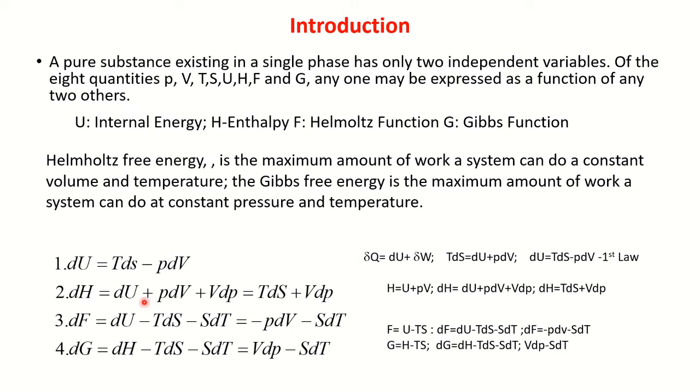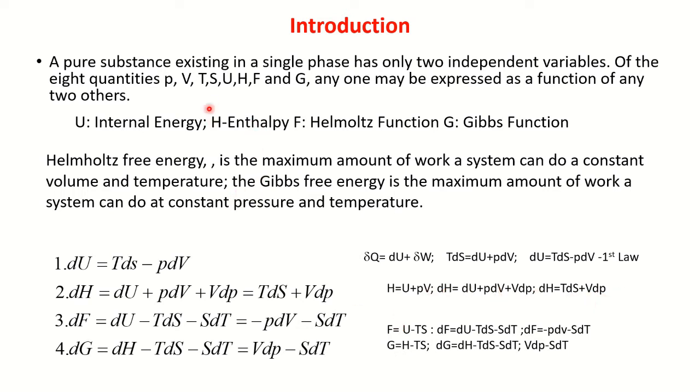dH is equal to dU plus PdV plus VdP, which I can write as TdS plus VdP. This also we have studied. H is equal to U plus PV. When I differentiate by definition, dH is equal to dU plus PdV plus VdP. And dU plus PdV, from here, is TdS. That's how you get dH is equal to TdS plus VdP.